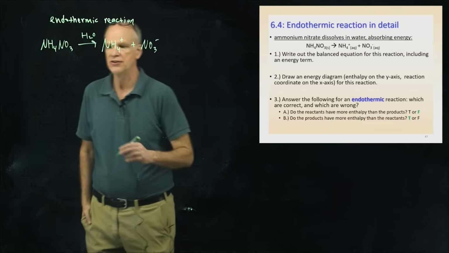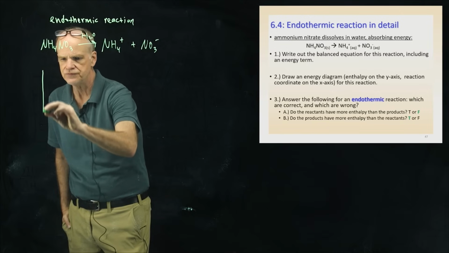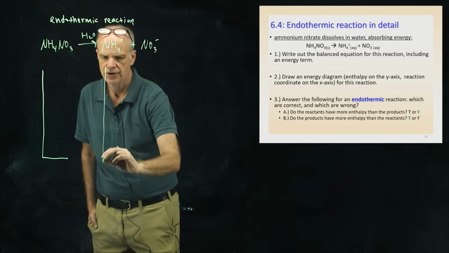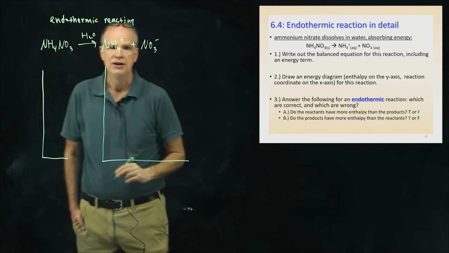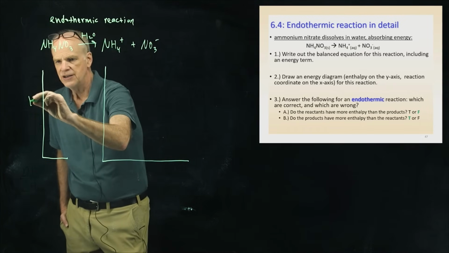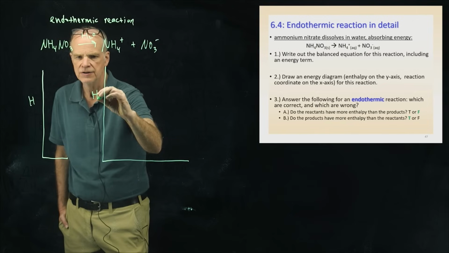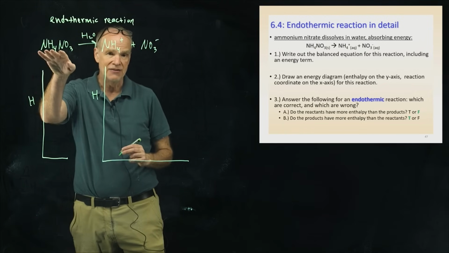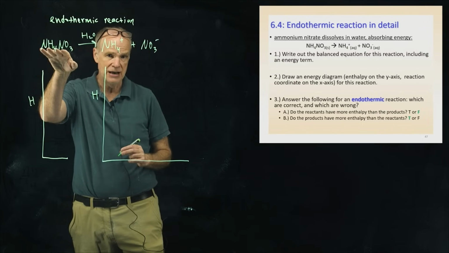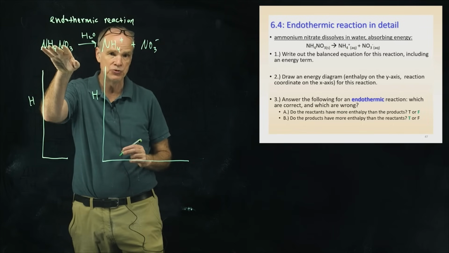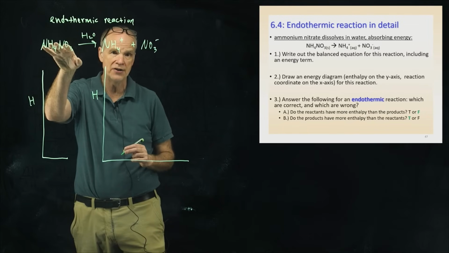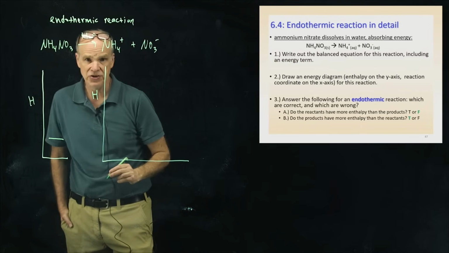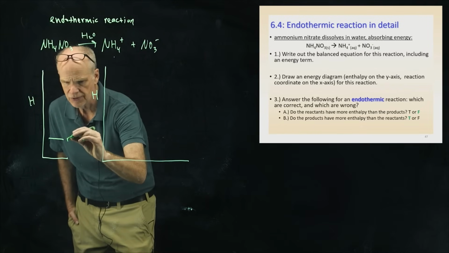Okay, so let me just draw two diagrams for this. A diagram like this, and then this more extended one. So on the y-axis, we have enthalpy again. Again, here, the ammonium nitrate reactants have relatively low energy, and that must be the case because they have to absorb heat from the surroundings, the water, to separate into ions. So here is the enthalpy of the reactants. So I'm going to write reactants here.